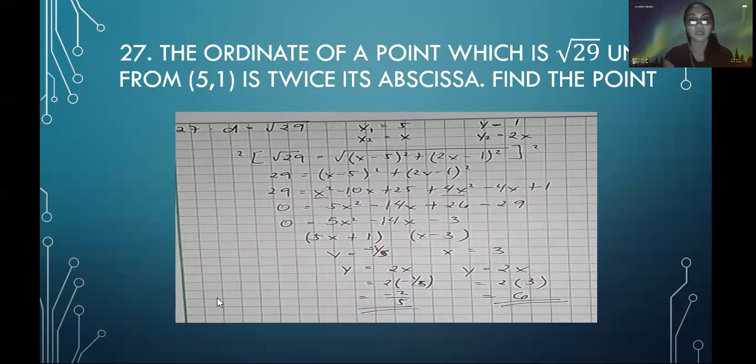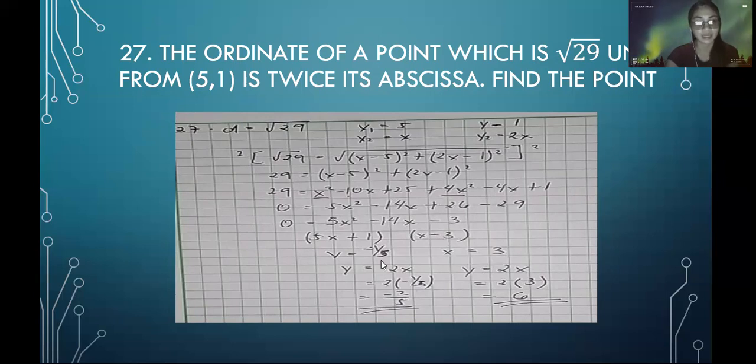So x is equals to negative 1/5. So y sub 2 is equals to 2x. Then substitute the value of x, which is negative 1/5. So it will become 2 times negative 1/5. So y is equals to negative 2 over 5. Then on the other side, the value of x is equals to positive 3.